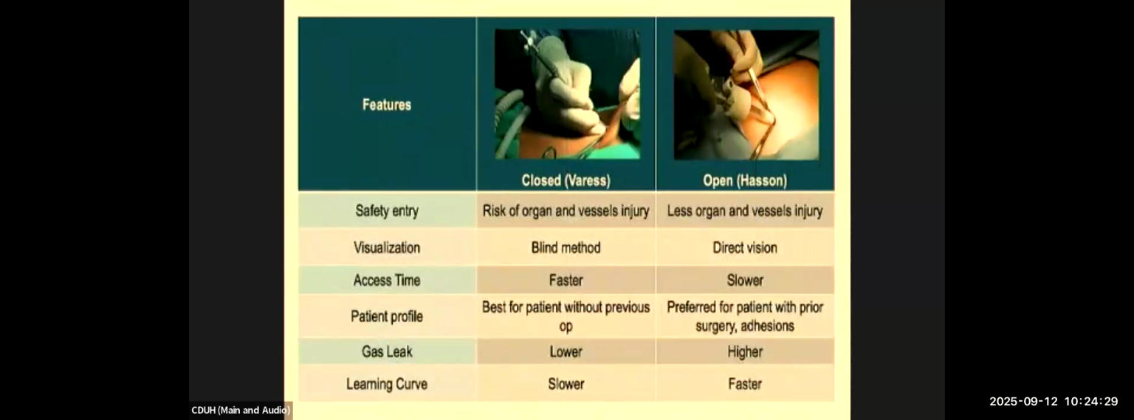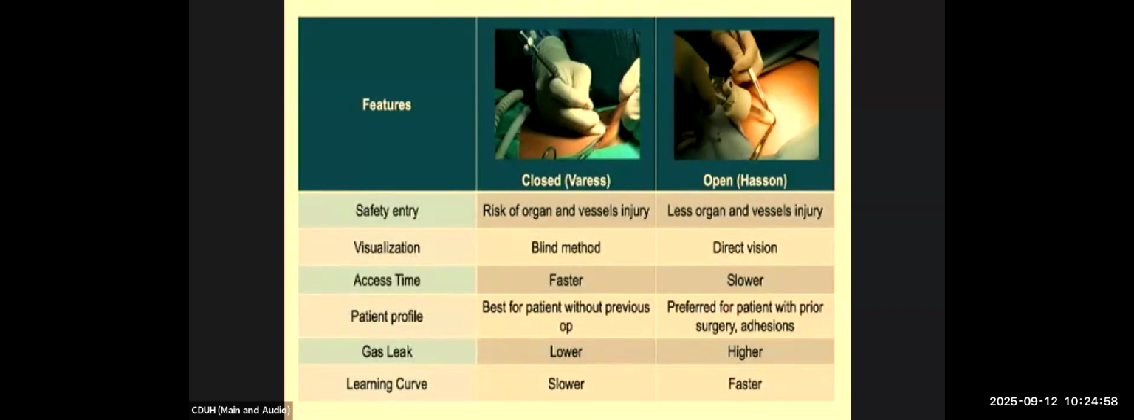So, a comparison of these laparoscopic access methods. For the closed method, there's a risk of organ and vessel injury, but for the open method, there's less organ and vessel injury. Visualization for the closed method is a blind method, whereas the open method is direct vision. Access time for the closed method is slightly faster, and for the open method, because you need to open layer by layer, it might be slightly slower.